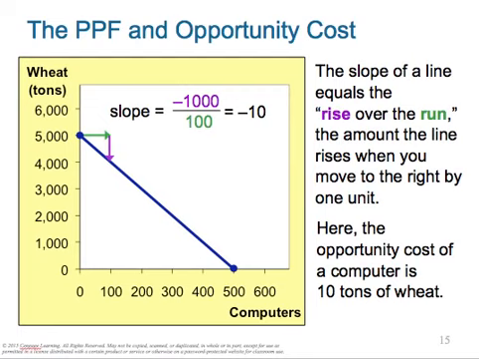Moving to the right involves shifting resources from the production of wheat, which causes wheat output to fall, to the production of computers, which causes computer production to rise. Producing an additional computer requires the resources that would otherwise produce 10 tons of wheat.